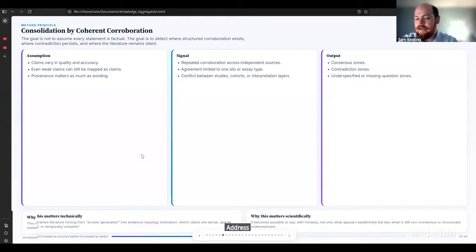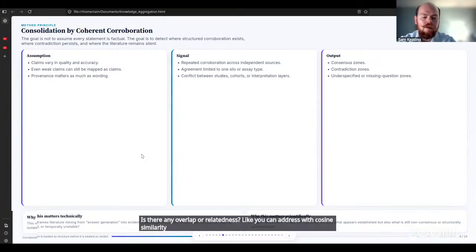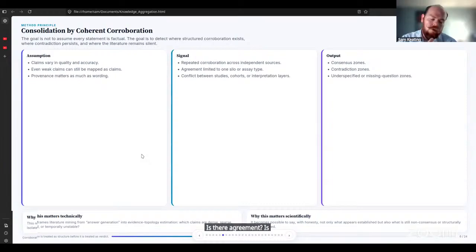So addressing this back to the slide, it's important to think about how well the information streams corroborate each other. Is there any overlap or relatedness, like you can address with cosine similarity in a RAG framework? Is there agreement? Is there consolidation? Is there corroboration that you could consolidate? And how coherent is it?